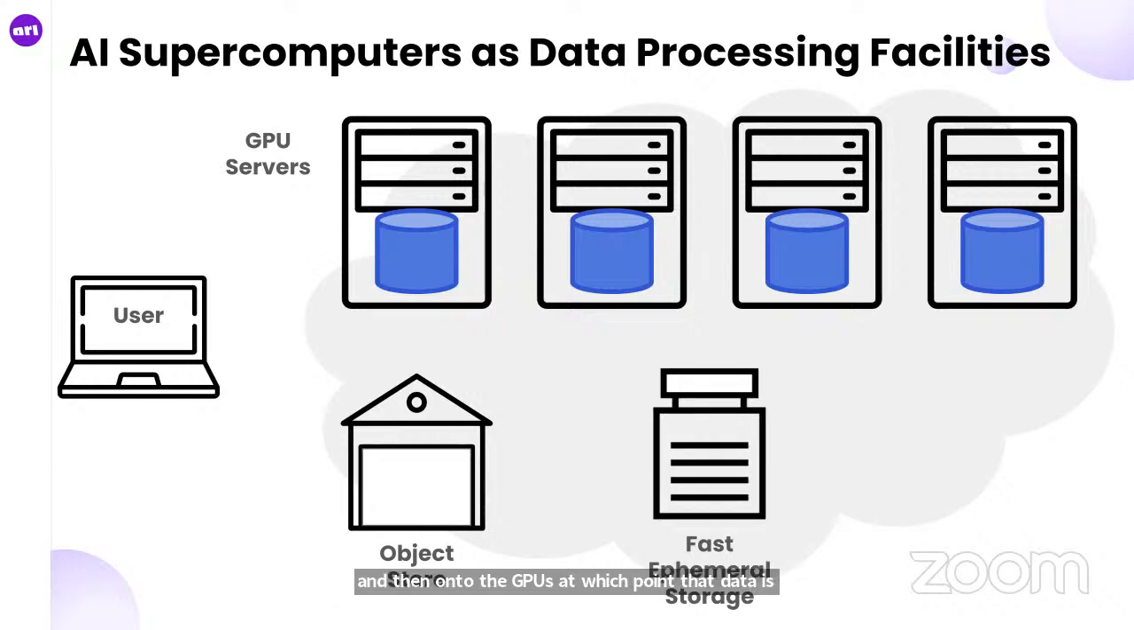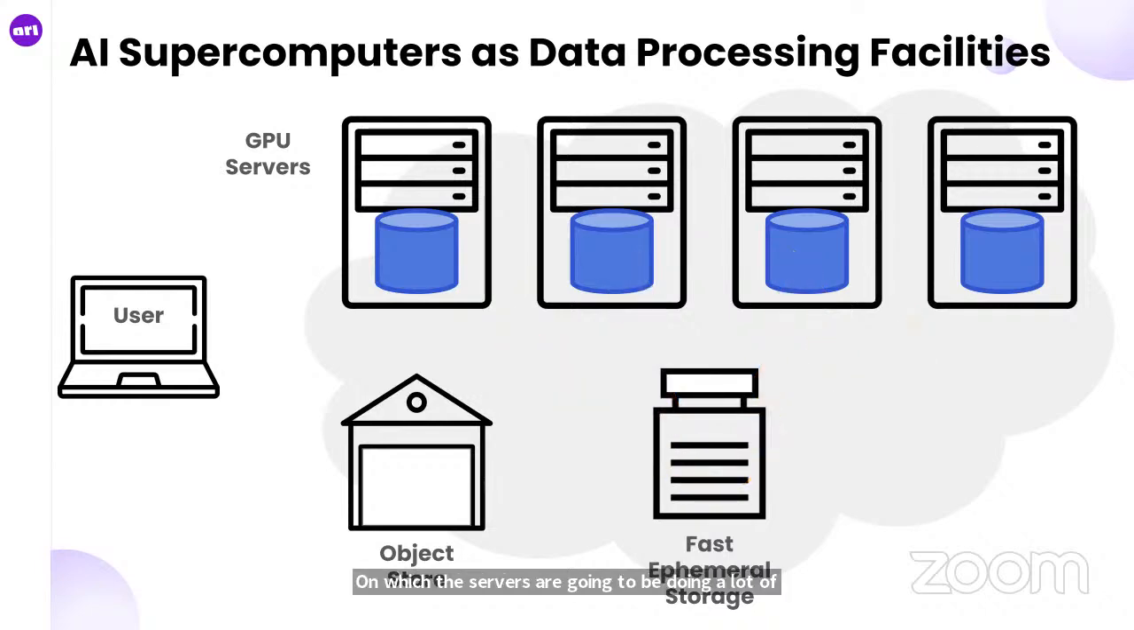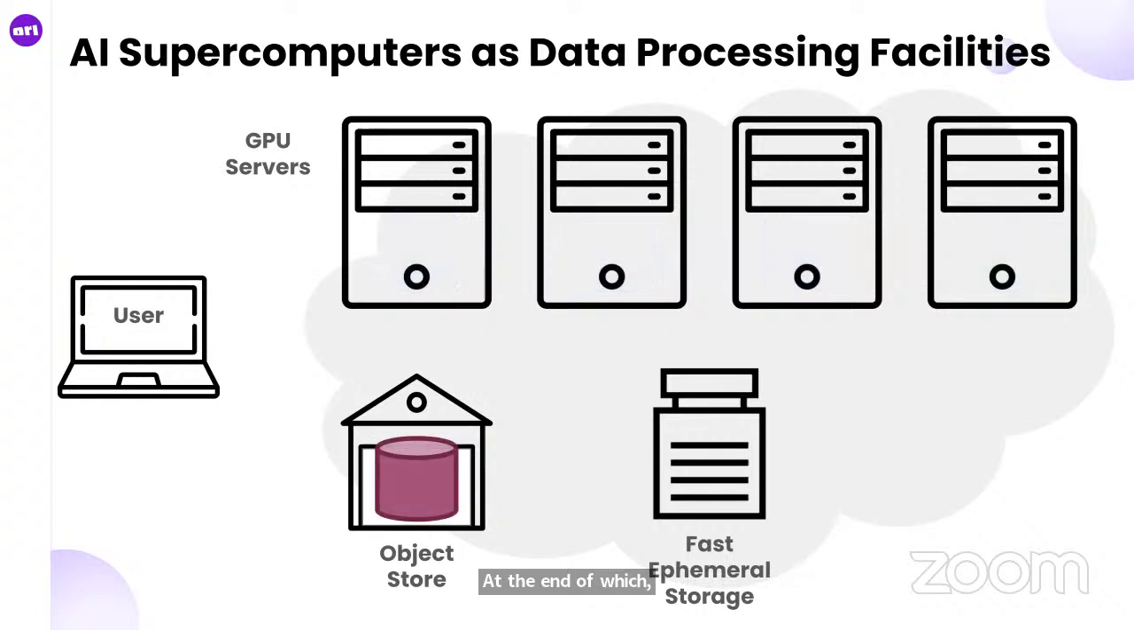And when that happens, depending on the model that you may be using, whether you're doing training or inference, you may need some ephemeral storage, which can be local drives. It can also be some fast storage, such as a Weka or a VAST or a DDN, on which the servers are going to be doing a lot of writes, lots of reads, in order to perform the computation. At the end of which, the servers are going to return the results of the compute, and that data can then be sent back and used by the user for whatever purpose that they might want to do.